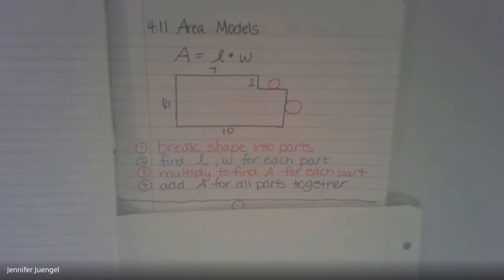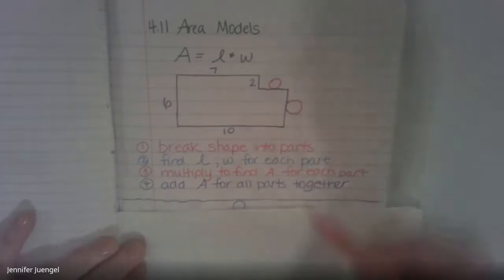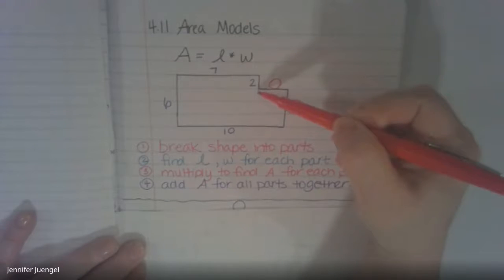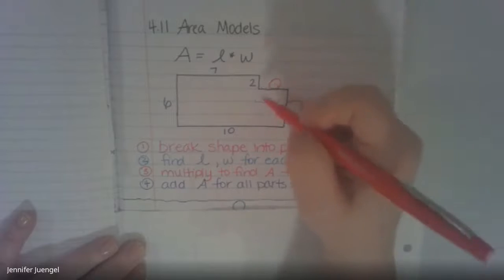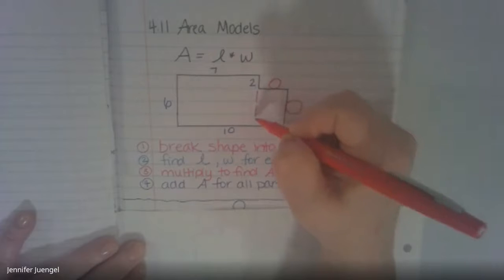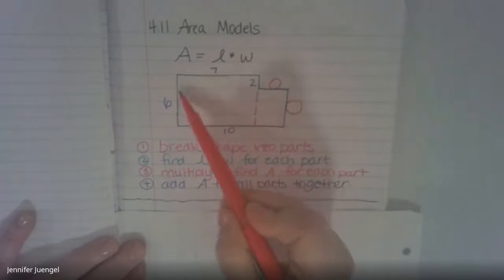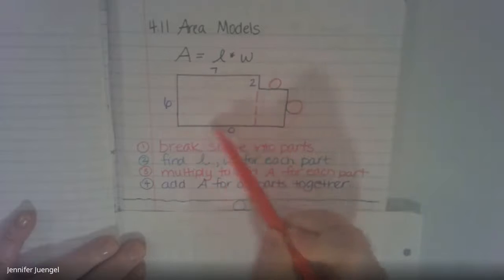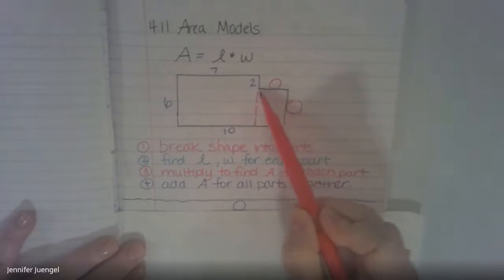So let's do one as an example, and then you can try one on your own. So I have a shape here where some of the sides are missing. So step number one tells us that the easiest thing to do is to break this into smaller, more manageable pieces. So I think what I'm going to do is I'm just going to follow this line right here where there might be a window or a door or something if this were a room. And I'm just going to draw myself a little line right here that shows that this is now a rectangle, and this is a rectangle that we're going to do.